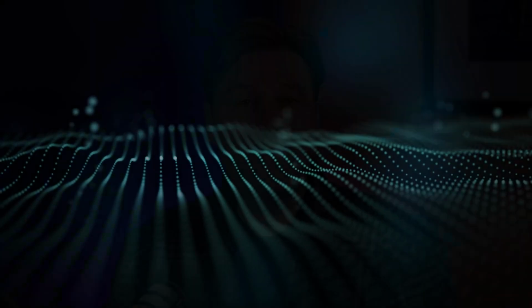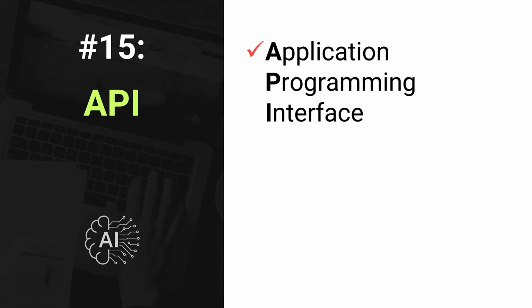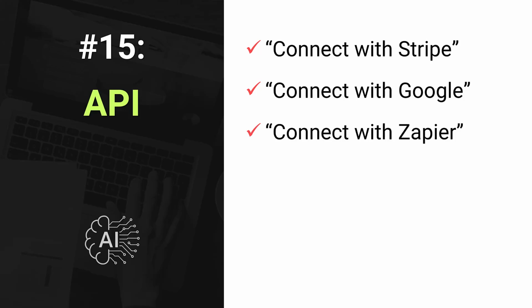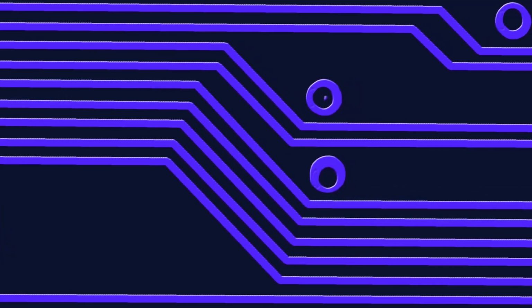All right, now let's pull back the curtain for a minute and talk about a few background terms you might bump into when using AI tools. They sound technical, but they're actually pretty simple once you know what they mean. First, API, which stands for Application Programming Interface. An API is just a fancy way of saying two pieces of software can talk to each other. That's it. If you've ever clicked something like Connect with Stripe or Connect with Google or Connect with Zapier, that's an API at work. Think of an API as the bridge that lets one tool send information to another.